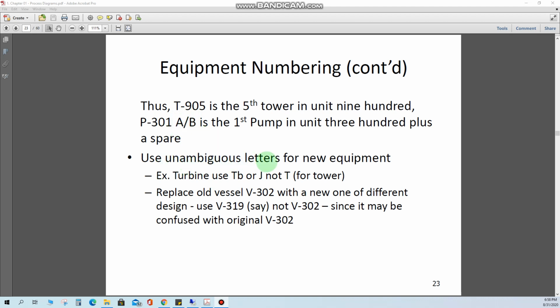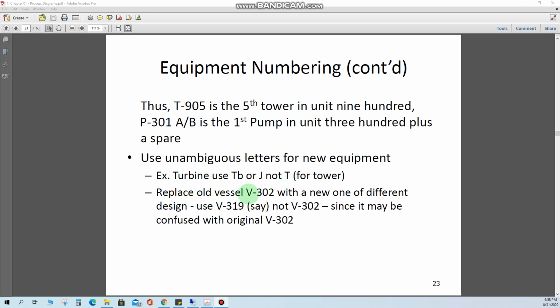Use unambiguous letters for the new equipment. For example, for turbine use TB, not T. Now, whenever you use the turbine, then you have to use the specific symbol for the compressor unit, that is C. You cannot use TB or J for the T. T is for the towers. Okay, so you have to stick by certain rules while making the process flow diagram.